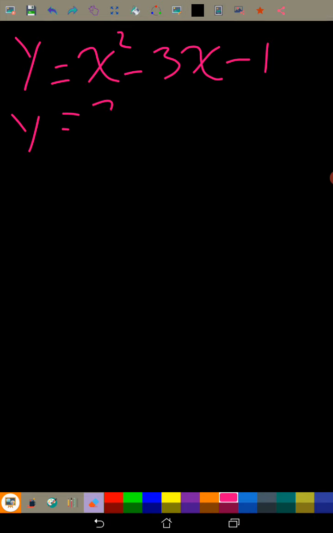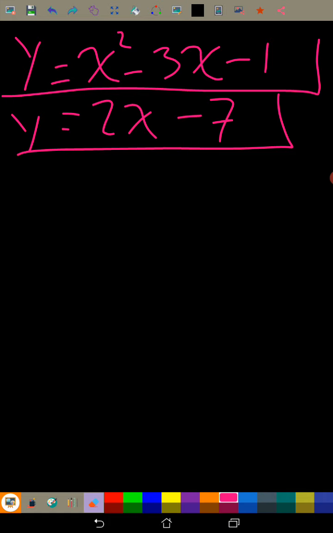I'm sorry about that. Let's do y is equal to x squared minus 3x minus 1, and the line y is equal to 2x minus 7. So this is a quadratic, this is a line, this is linear. If we want to solve this, what should we do? How can we know where the curve and the line meet? We just have to equate them.